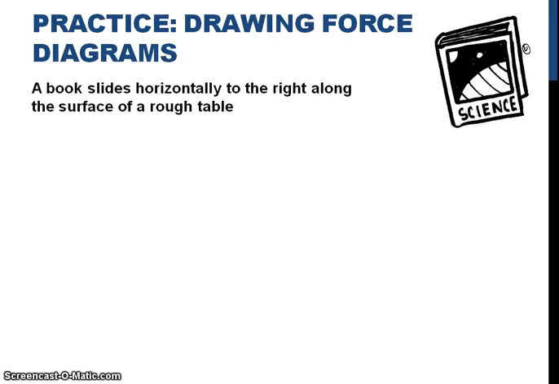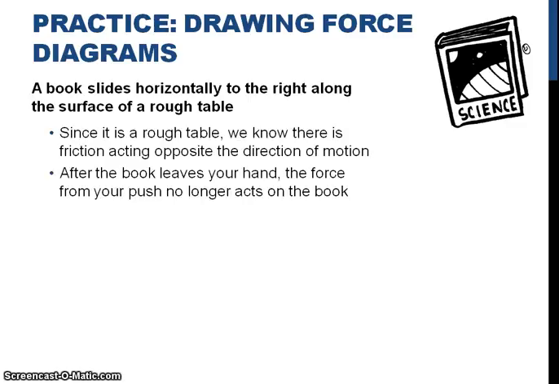Another situation would be, suppose a book is sliding horizontally to the right along a surface of a rough table. So maybe you gave it a push and then you let it go, and it starts sliding to the right along the surface of the rough table. We're going to assume, before it comes to a stop, that there's some friction acting on it, since it says it's a rough table. After it leaves your hand, there's no longer an applied force or a force from your push.